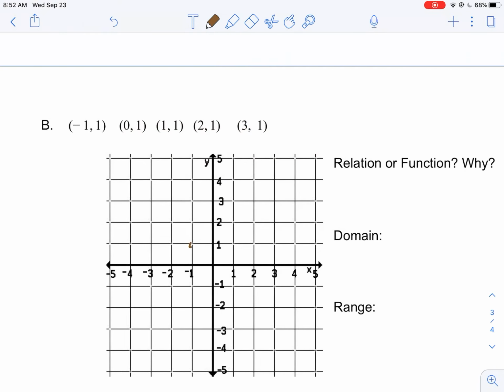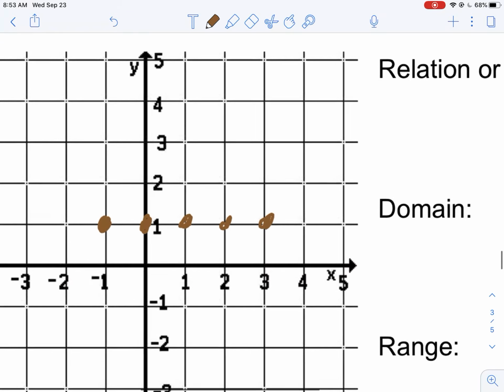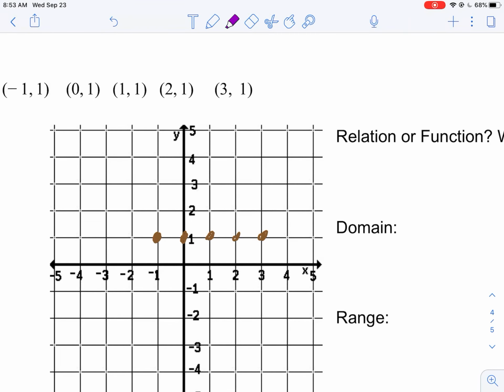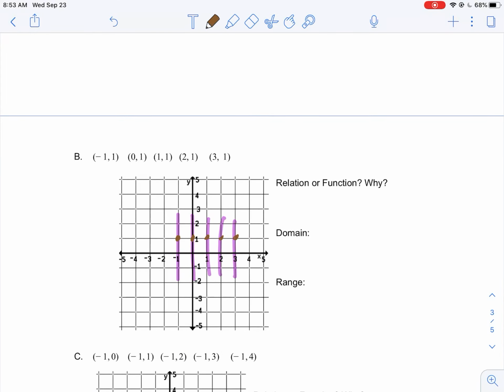I'm going to graph my points: -1, 1, 0, 1, 1, 1, 2, 1, 3, 1. You'll notice that they all go in a nice horizontal line. Now let's draw some vertical lines and see what happens. When I draw a vertical line, only 1 point goes through it. Another vertical line, 1 point, 1 point, 1 point, 1 point. And I can answer yes, this is a function, because it passes the vertical line test.